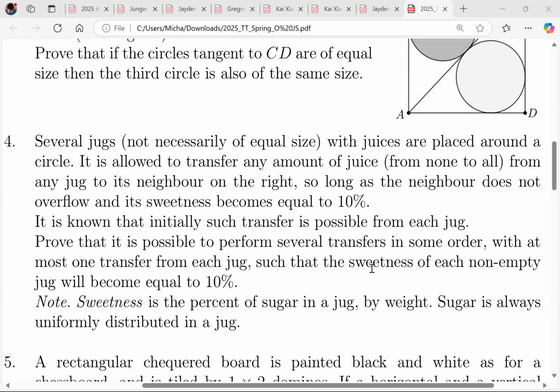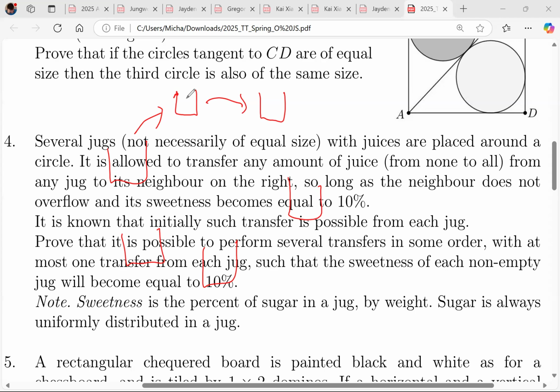Wait, do you guys understand the statement of this question? So you basically have a bunch of people or jugs in a circle, right? And they all have a certain amount of sugar and non-sugar, so like water and sugar or something, yeah? But it's always possible, in one direction, to pour so that the final thing is 10% sugar. That makes sense?